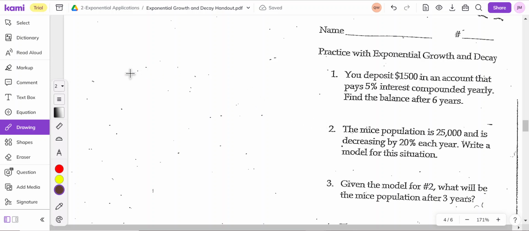All right, so things you need to know: you deposit $1,500 in an account that pays 5% interest compounded yearly. Find the balance after 6 years. If there's anything that you're going to ask, why do I need to learn this? It is this. Are we clear?